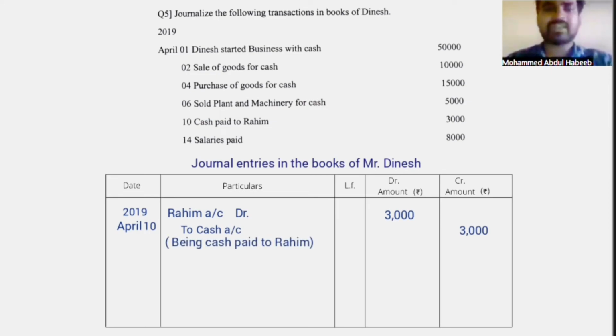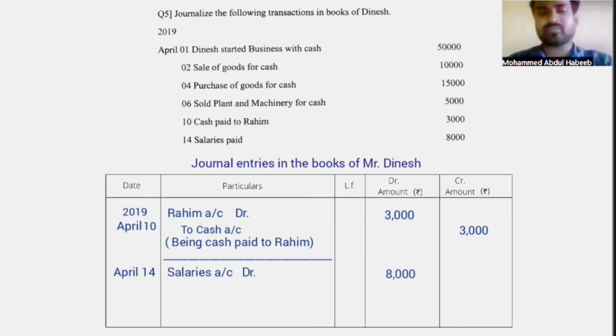Then we have the last transaction for this problem on April 14, salaries paid 8,000. So as we are paying salaries, it is an expenditure to the business, so salaries will be debited, and cash is going from the business, so cash will be credited. So here the date will be taken as April 14, and the journal entry will be salaries account debit 8,000 to cash account 8,000, and the narration will be being salaries paid.